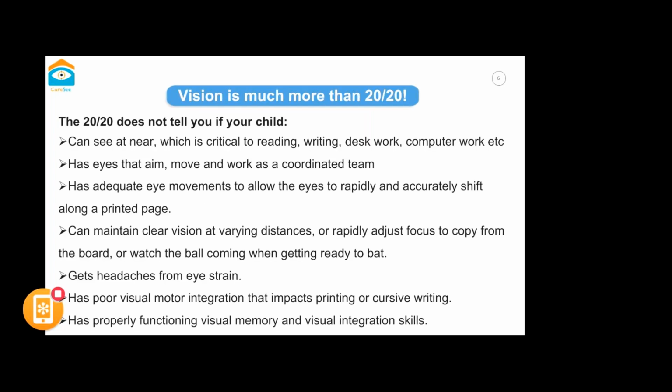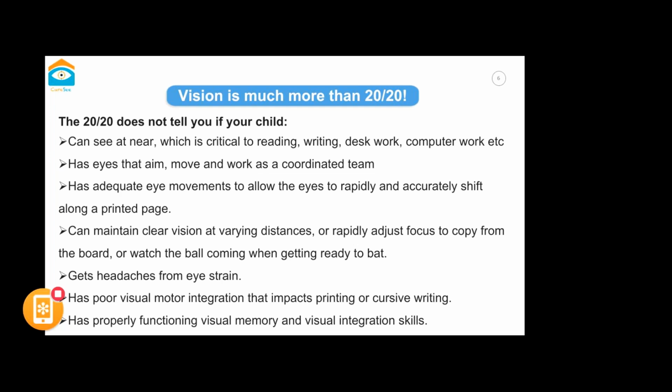So vision is much more than 20/20. The 20/20 does not tell you if your child can see at near, which is critical to reading, writing, desk work, and computer work. A lot of our routine activity is only done whenever we see at near. And in a child, near vision is very important, as much as distance vision. Still, we forget to take near visual acuity. So we need to develop this habit that whenever any patient visits us, we take the distance visual acuity as well. The near visual acuity is equally important.